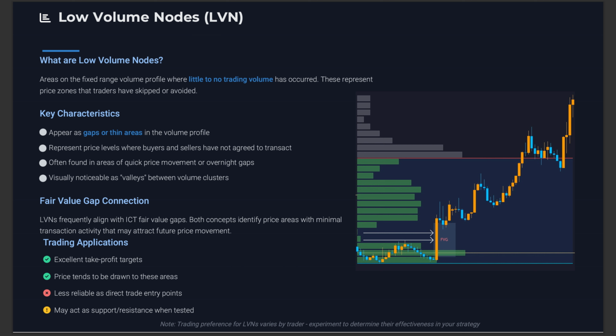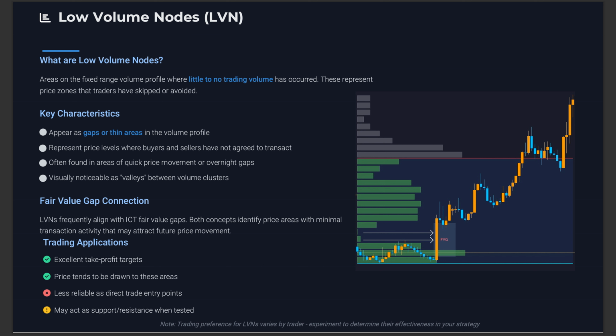Think about it logically. If very few transactions happened at certain price levels, there are likely unfilled orders or unfinished business at those levels. Price tends to move quickly through LVN areas because there's little interest to slow it down. These become thin air zones where price can accelerate rapidly.